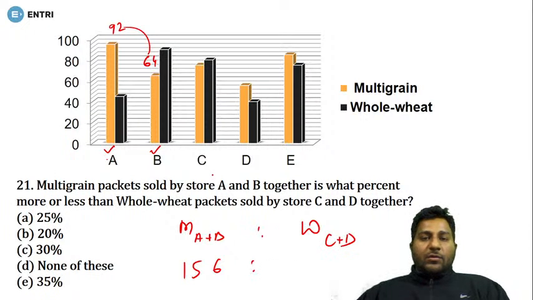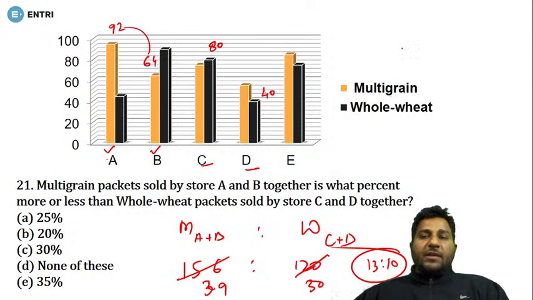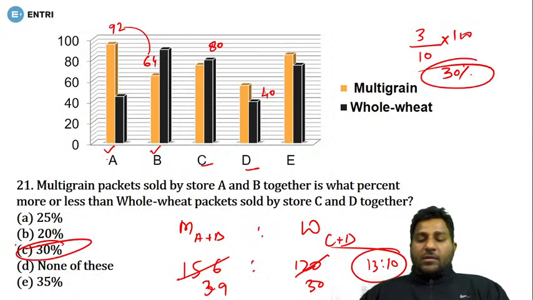Whole wheat of C and D will be 80 plus 40, that means 120. So clearly 4 3s are 12 and 4 9s are 36, so 13 and 10. Clearly it is 3 more than 10. That means 30% more. So we have figured out the answer.